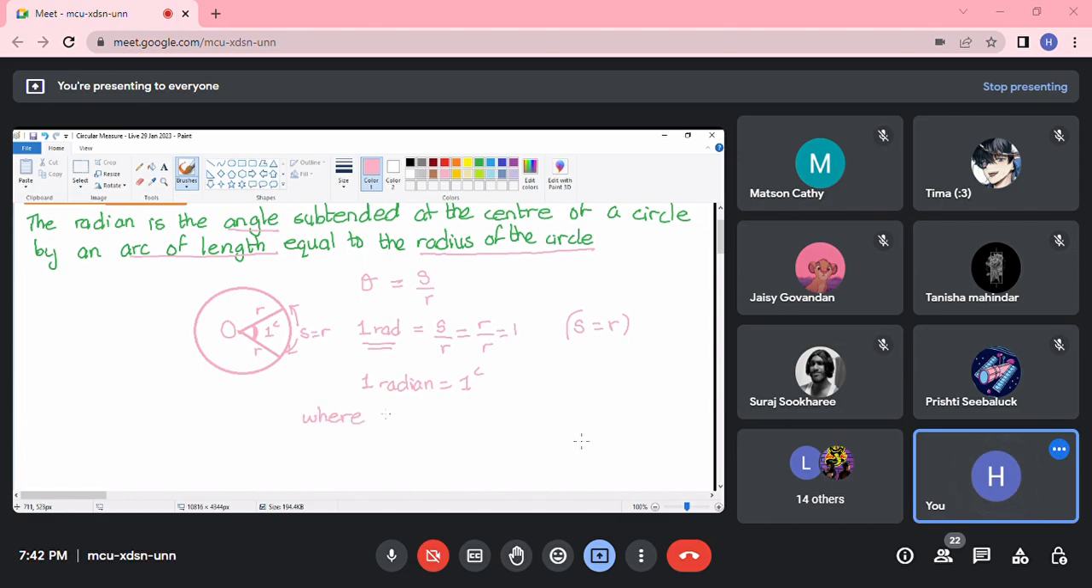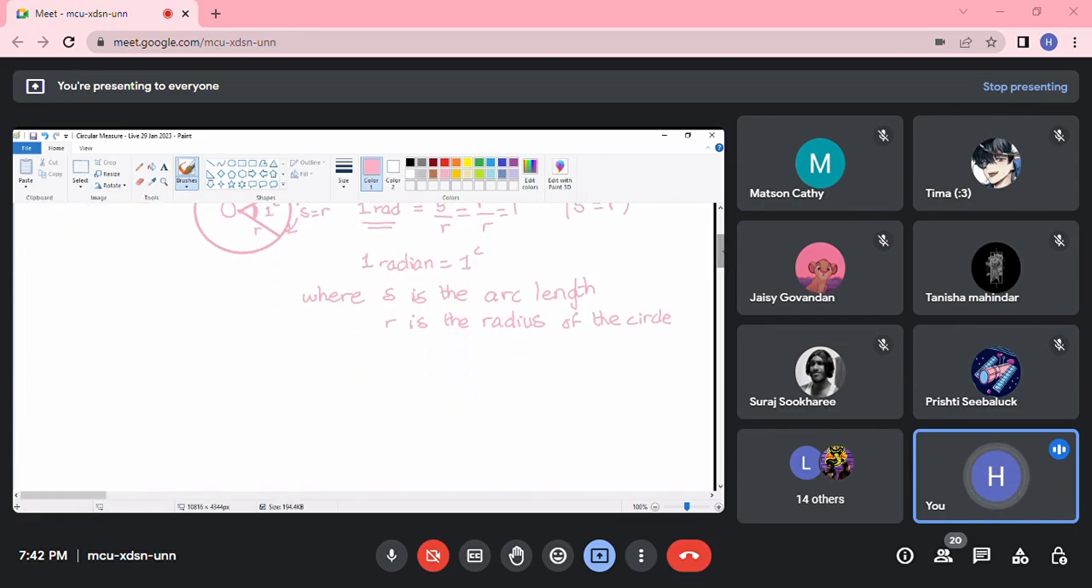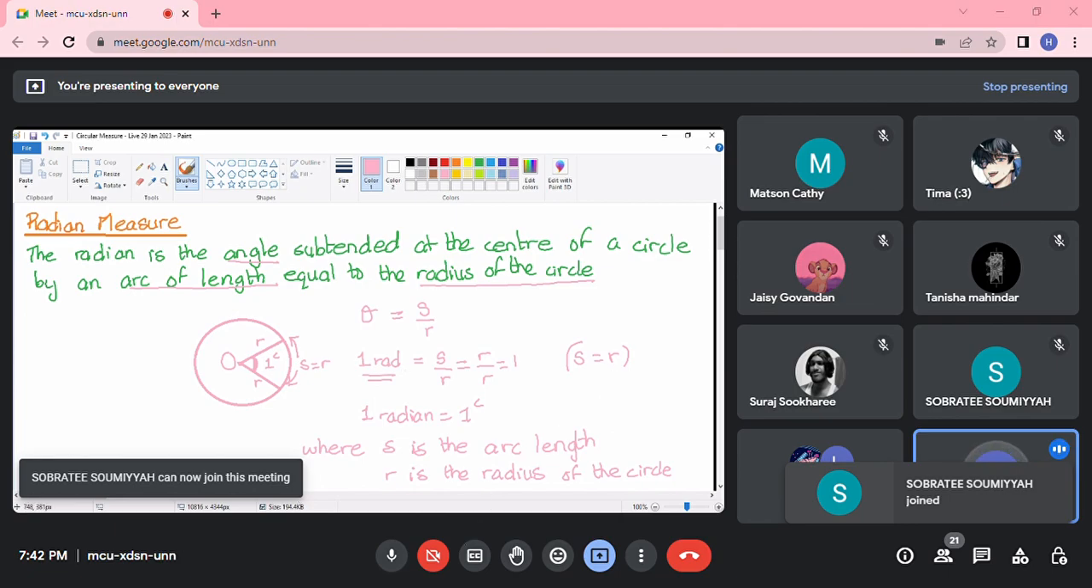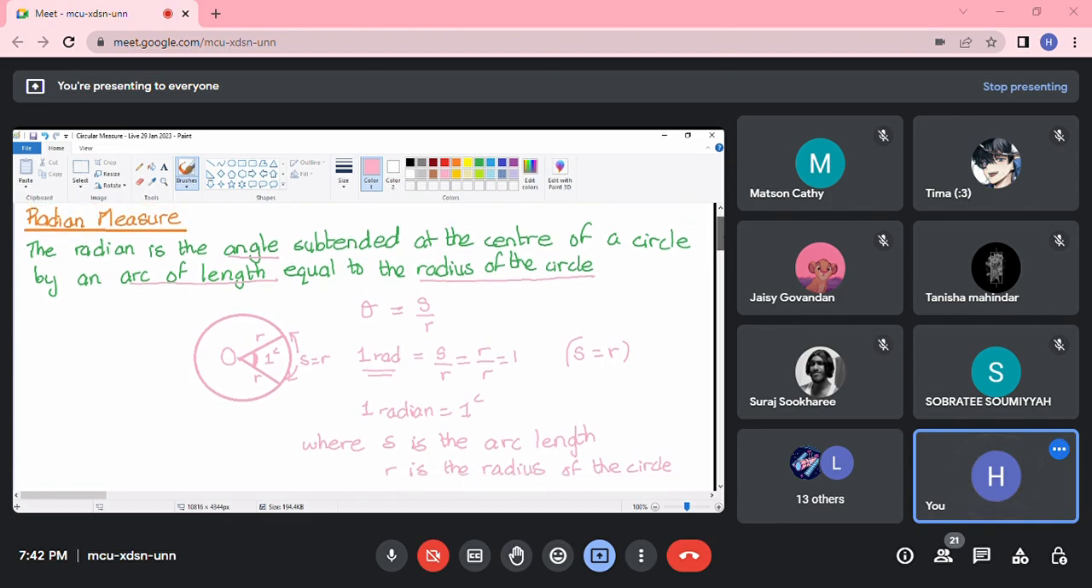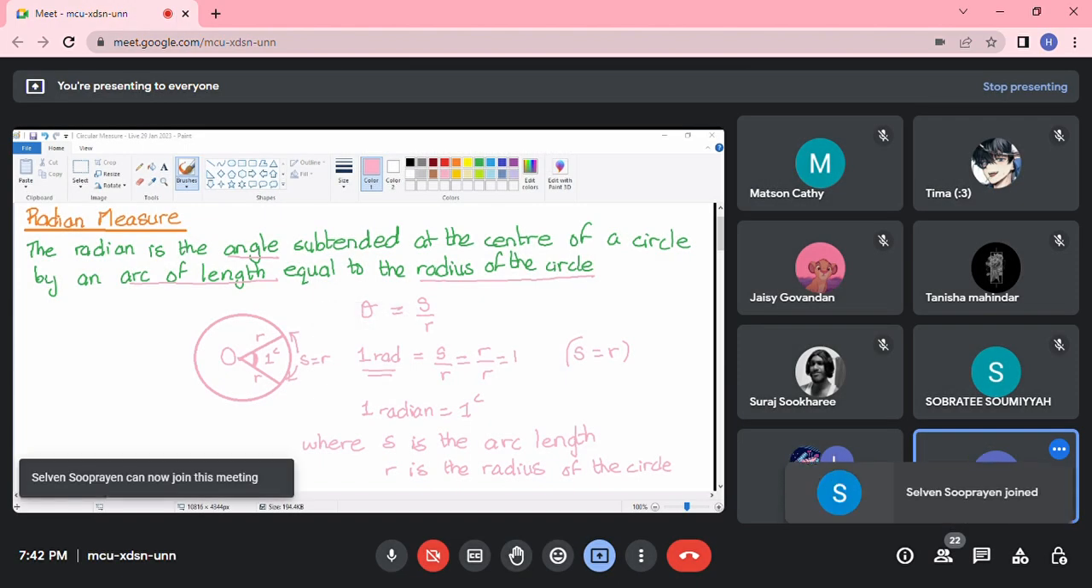Donc where S is the arc length and R is the radius of the circle. So that was the first part of this lecture. The first part is about knowing c'est quoi the radian. Parce que dans ce topic circular measure là, nous allons utiliser the radian à la place du degree. For us to be able to make use of circular measure, we need to make use of the radian. Donc, we can continue now.